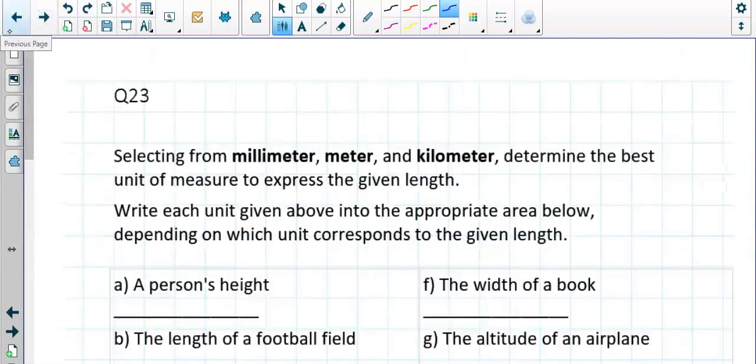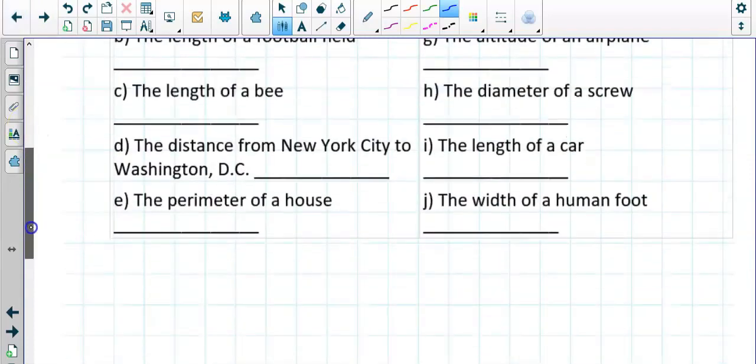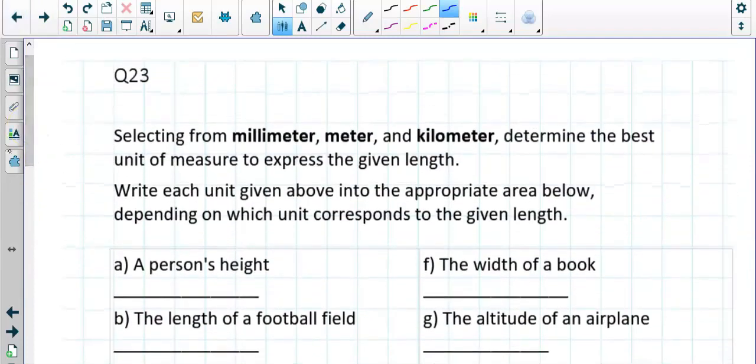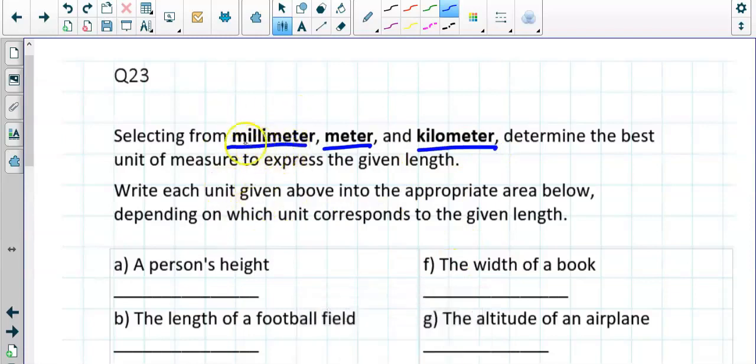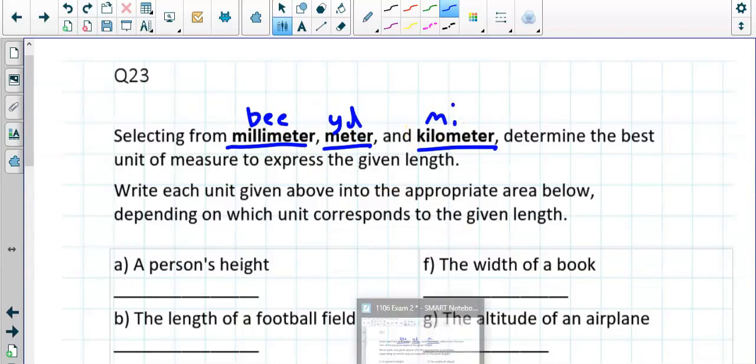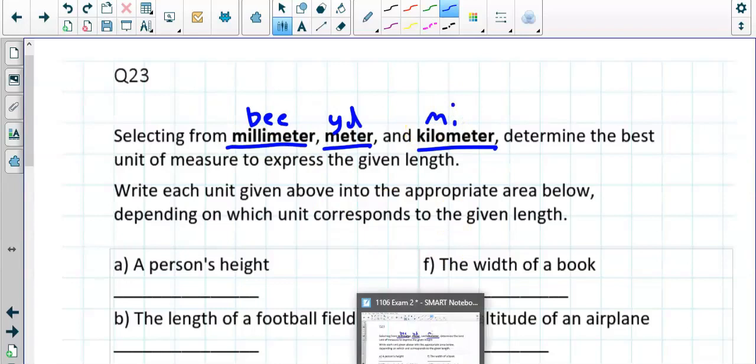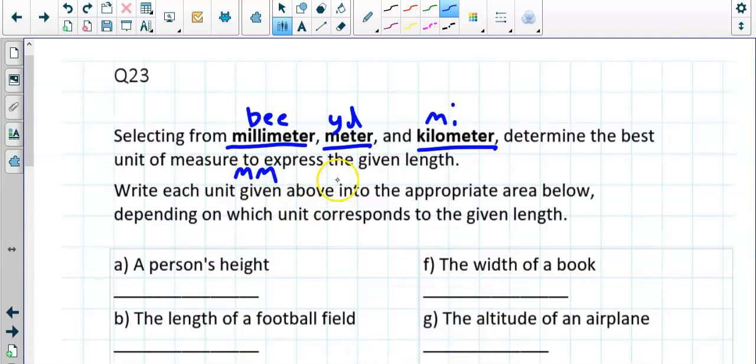So 23. All right, so they're going to give us a long list of items, and all we're doing is selecting either the millimeter, the meter, or the kilometer, okay? Again, some objects to think about. Millimeter, think like the size of a bee. Meter, think like kind of like a yard. Kilometer, think in miles, okay? And I'm going to abbreviate these. Millimeter is going to be mm. Meter is m. Kilometer, km. So that way I don't have to keep writing out all these words over and over again.